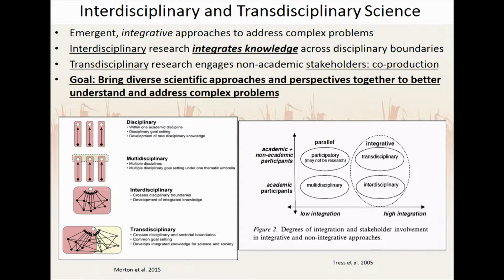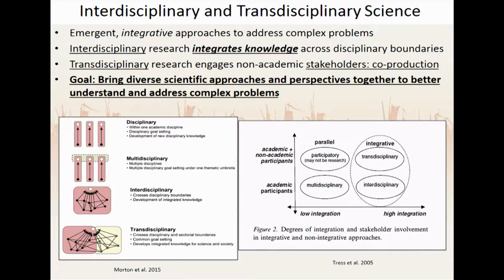Okay, so interdisciplinary and transdisciplinary science. It's what we call an emergent but integrative approach to addressing complex problems. Interdisciplinary research, the most important thing about it is that it integrates knowledge across disciplinary boundaries.